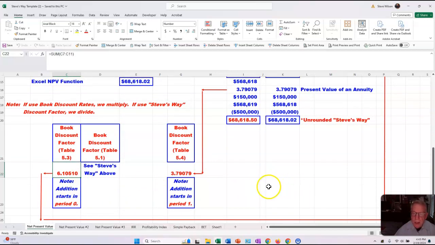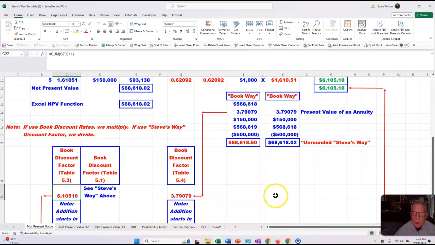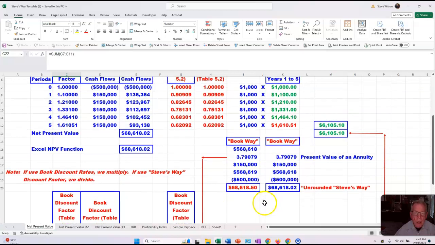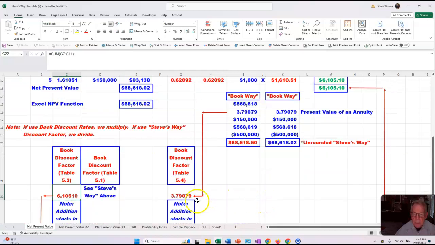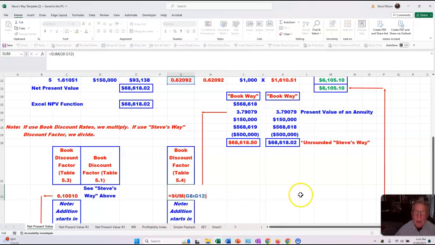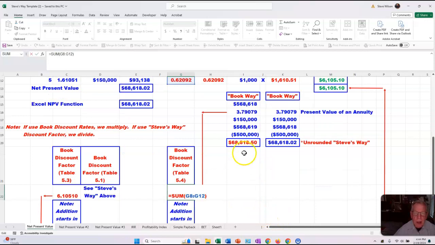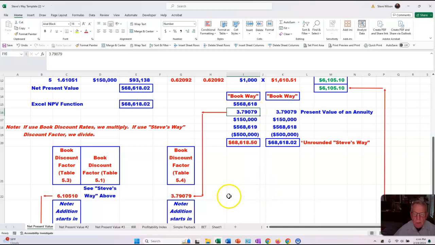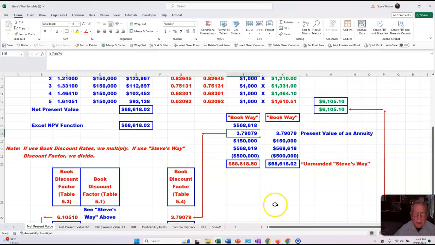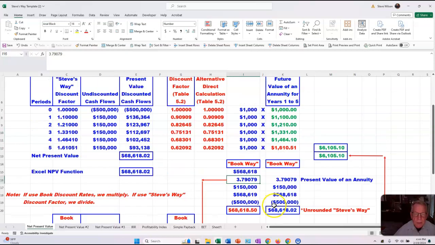And then if I want to do a table 5.4, I'm going to take the sum of all these present values, and that's going to give me the present value of an annuity factor here in table 5.4. Okay, so you can see that here.